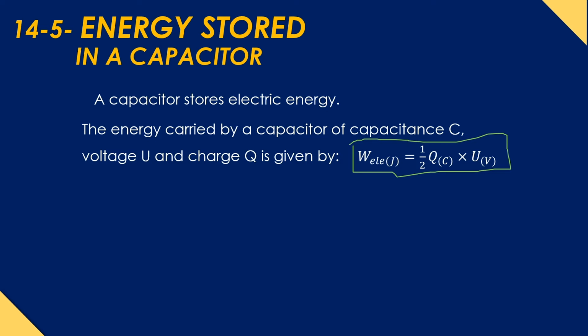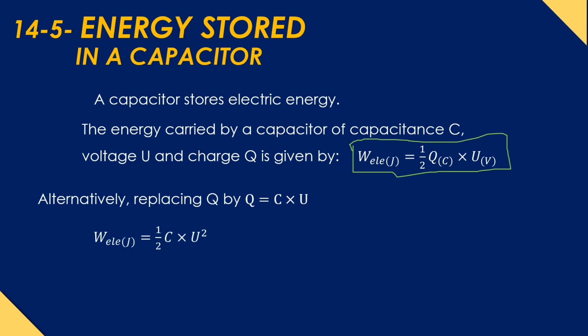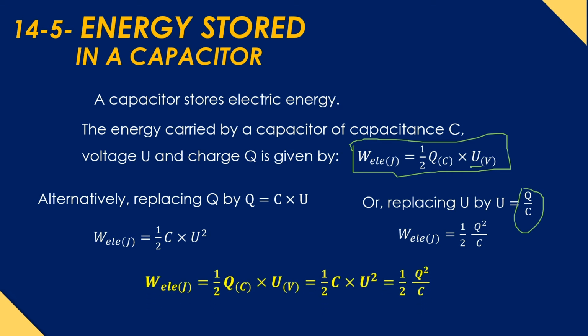Q is expressed in coulombs, while voltage is in volts. Nevertheless, we can always change voltage or charge into other terms. For example, if you replace Q by C times U, the equation becomes half CU squared. On the other hand, if you replace U by Q over C, as you can see here, the equation becomes half Q squared over C. Hence, a set of equations that you can memorize, electric energy is given by half QU, half CU squared, or half Q squared over C.